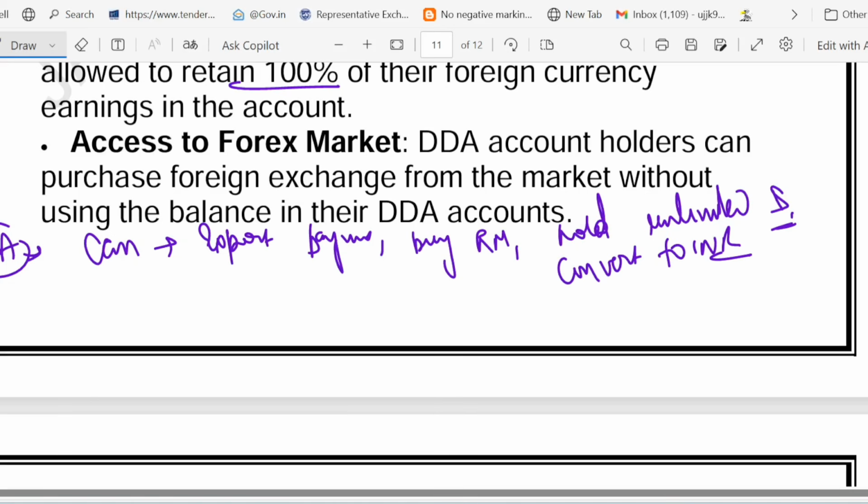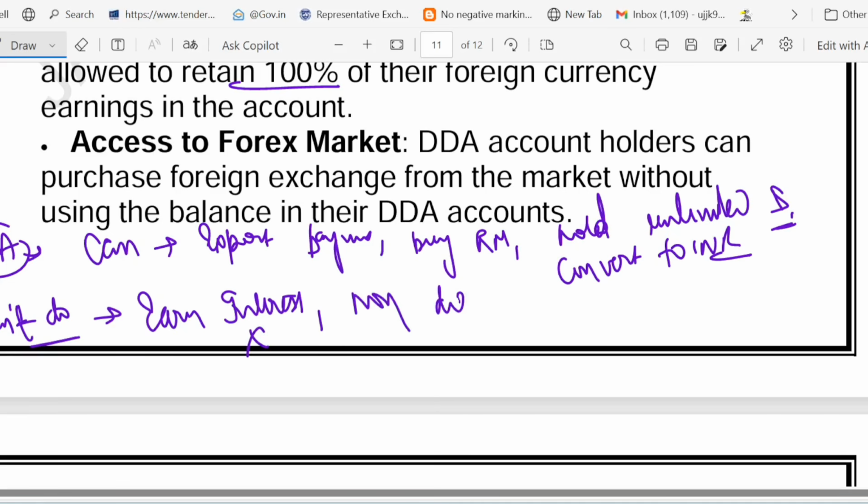So these things you can do. Now the question is what you can't do. You cannot earn interest. You cannot use it for non-diamond business. You cannot transfer between DDAs. Can you transfer between DDAs? No. Suppose you have 3 DDA accounts, you can't transfer between them. And you cannot pay for foreign vacation.